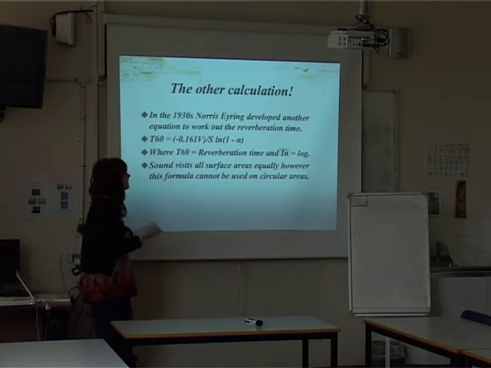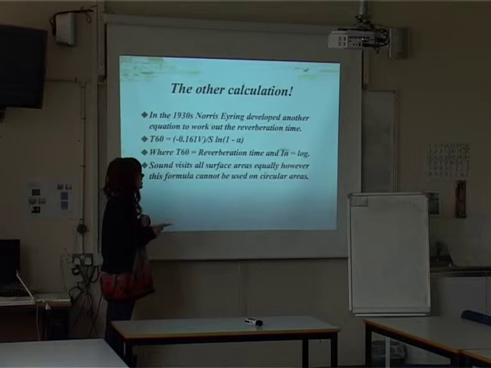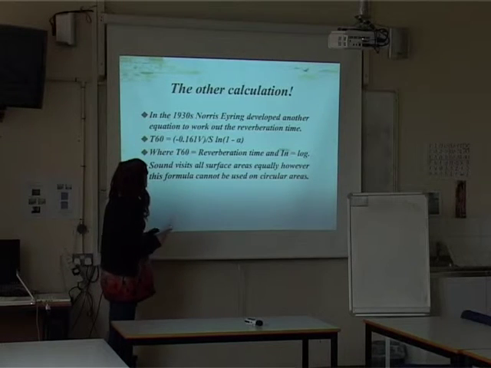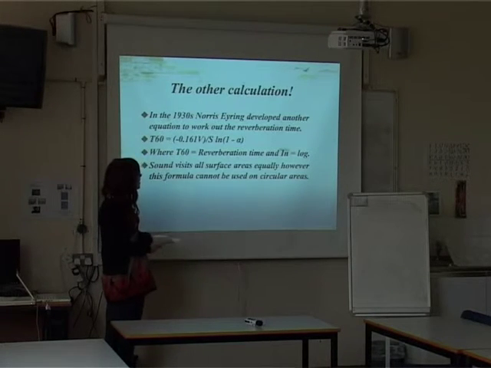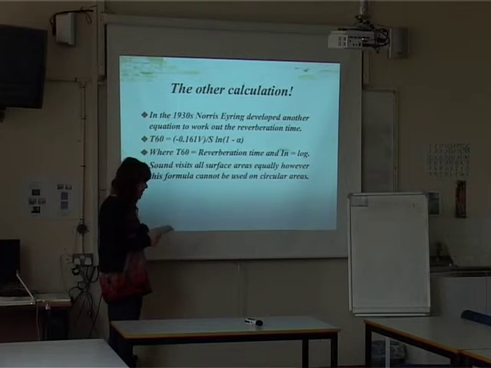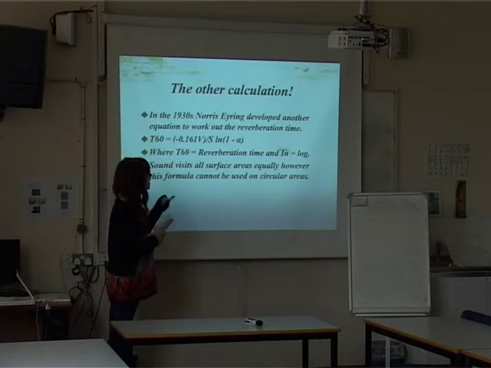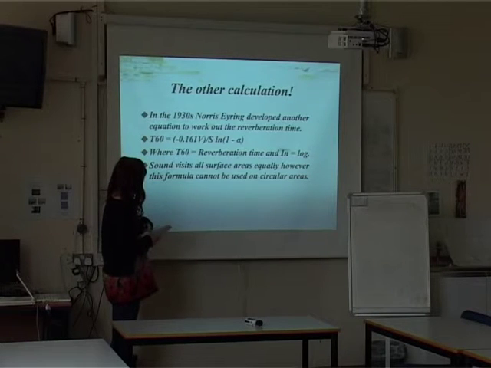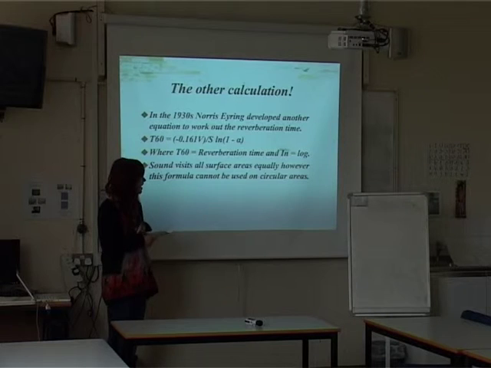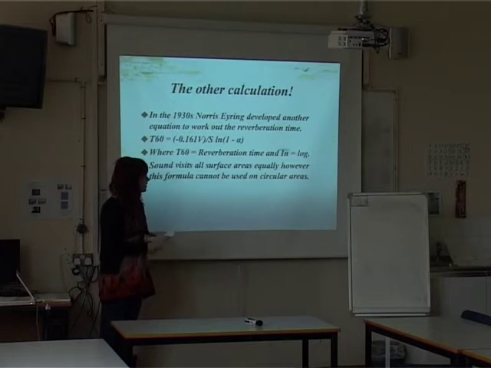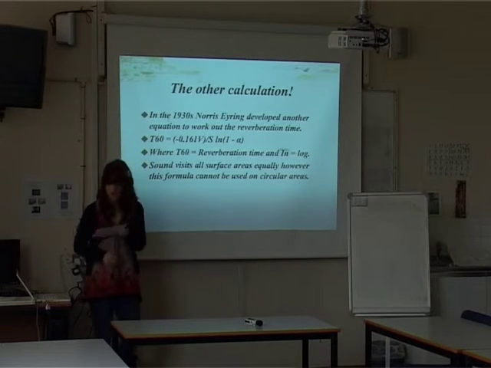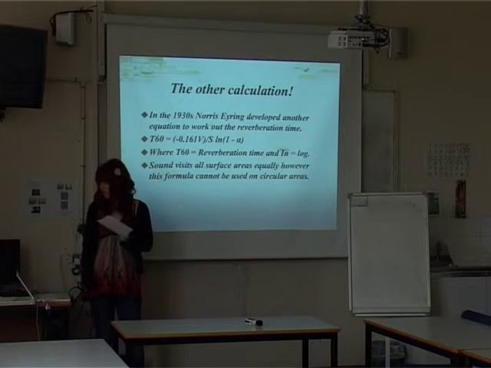The other calculation is by Norris Eyring, how do you say his name? It was developed in the 1930s and is similar to Sabine's equation, but it's a bit more complicated. T60 is obviously the reverberation time, and ln equals log in the equation. In this equation, sound visits all surface areas equally. However, this formula can't be used on circular areas, like the Sabine one.